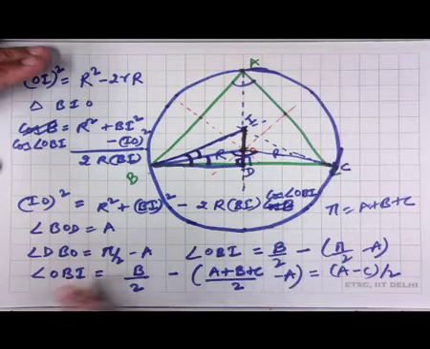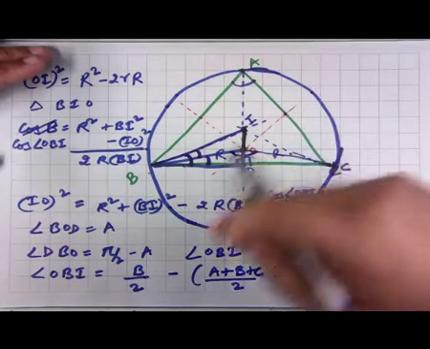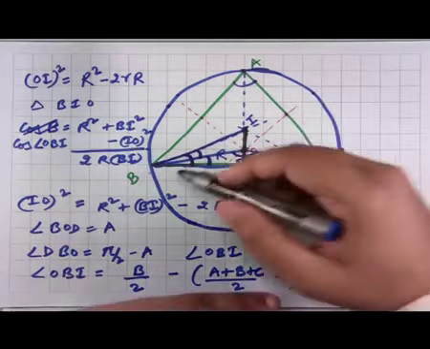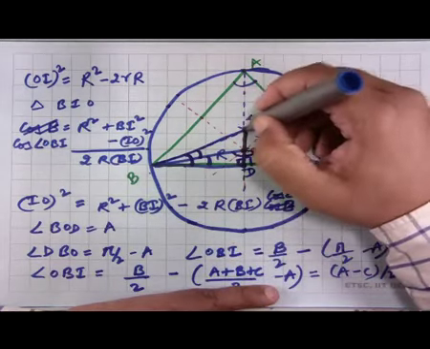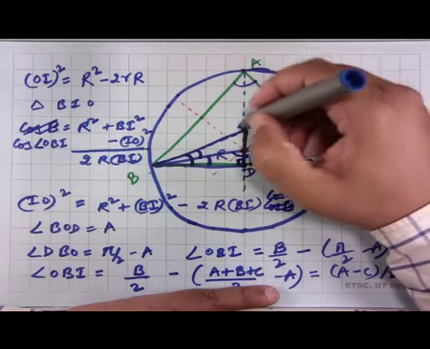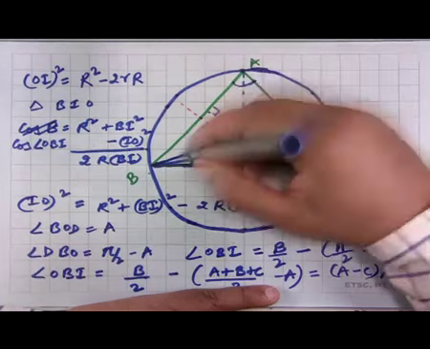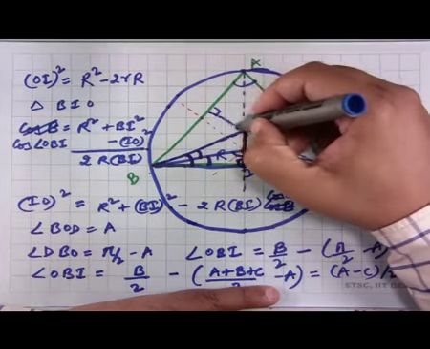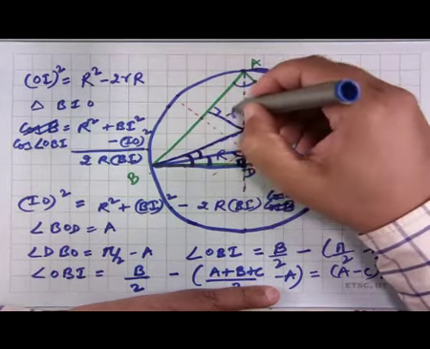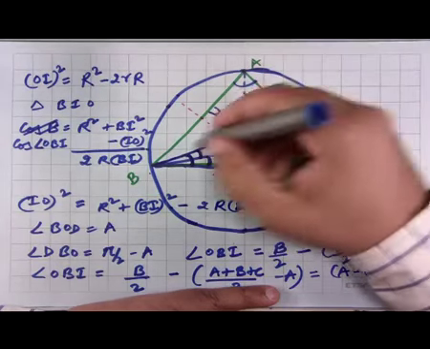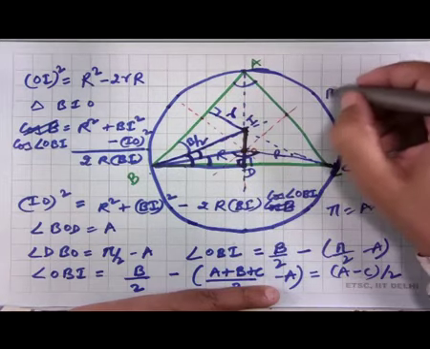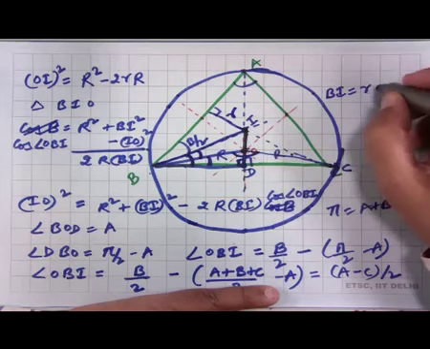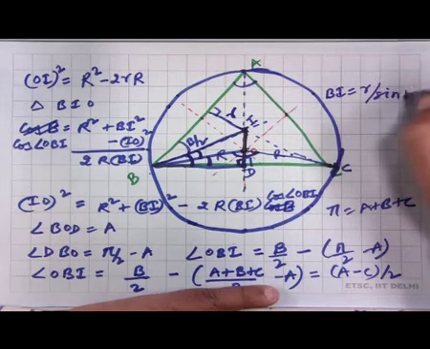So, we have already found angle OBI, so we are going to use that here. We still need to find an expression for this length BI. For that, we drop a perpendicular from the incenter I to the side AB, then clearly this length is equal to the inradius r, and since this angle is B by 2, it follows that BI is equal to r over sine of B by 2.